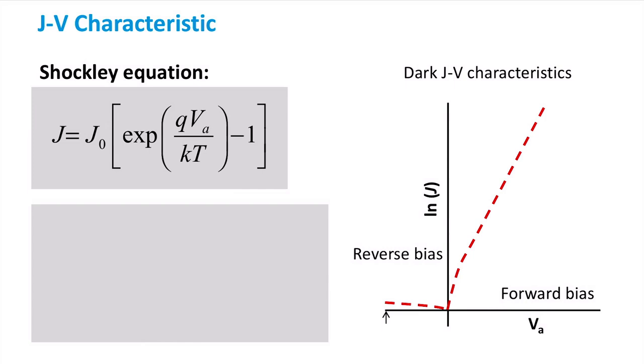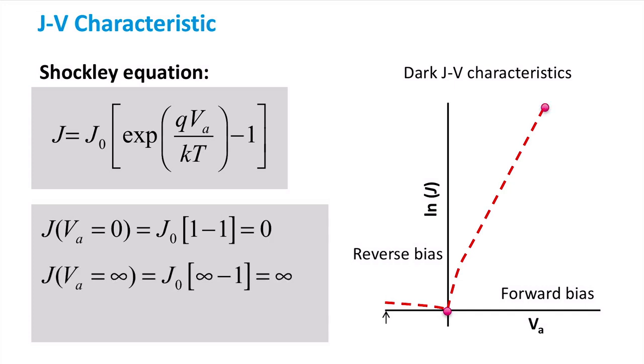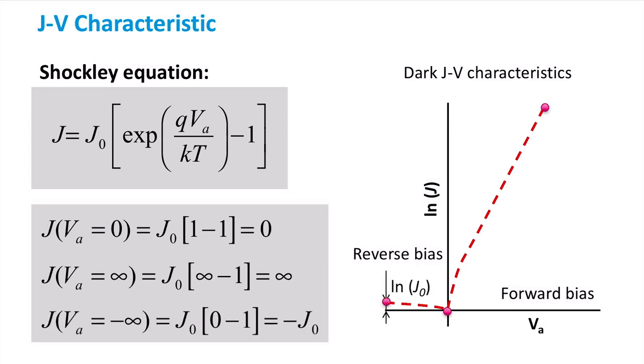We can see that if applied voltage is 0, it means VA is 0, the exponential term will reduce to 1, resulting in a current density J of 0. No net current flows through a diode. As VA moves in the positive direction towards infinity, J exponentially increases. As VA moves in the negative direction towards infinity, the exponential term reduces to 0 and J becomes negative and reaches J0.